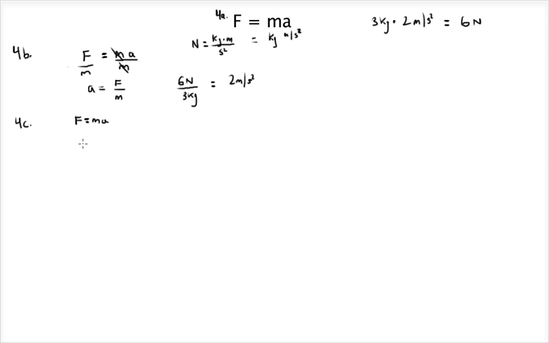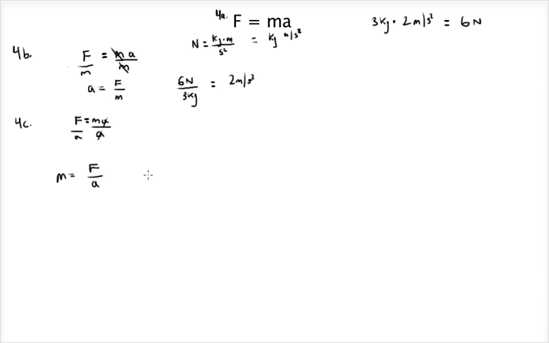So let's look at equation 4c. If we rearrange equation 4a and let's do mass by itself. What do I do? I've got to divide by acceleration on both sides. And my new equation is mass is force divided by acceleration.